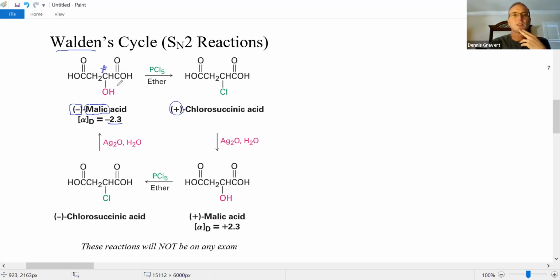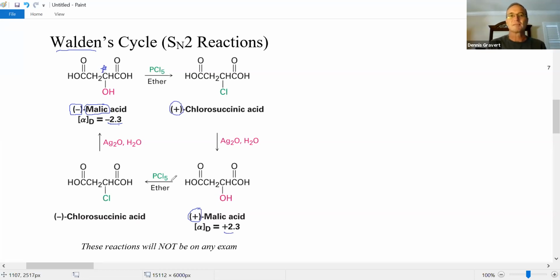What did he do? He just remade the exact same molecule. Or did he? Wait, the chirality changed. It was inverted. It used to be levorotatory, now it's dextrorotatory. Now it rotates light exactly opposite. This is the pure enantiomer. And so what Walden discovered is, it looks like he's not doing anything here. He starts with malic acid, ends with malic acid, but the series of 2 reactions inverted the stereochemistry. He proved it, put it in the polarimeter.